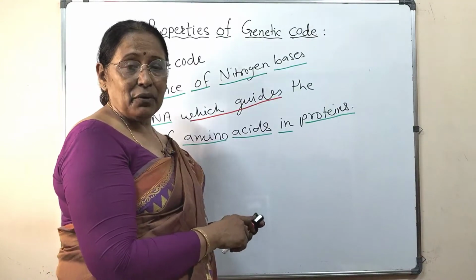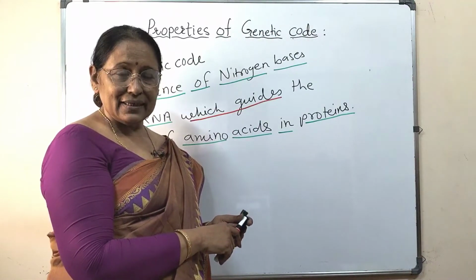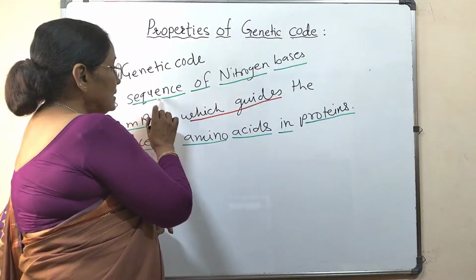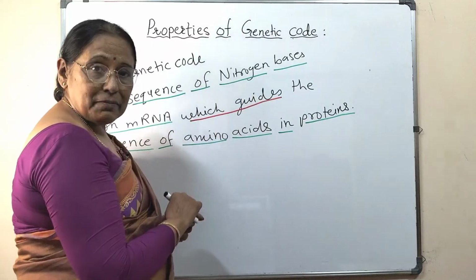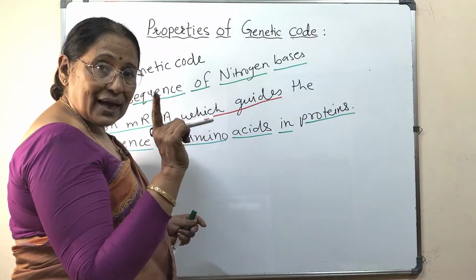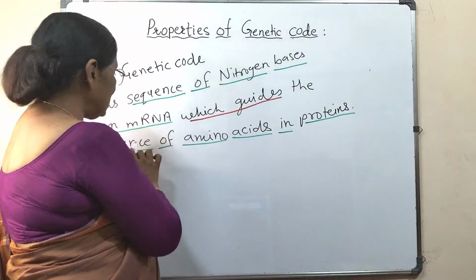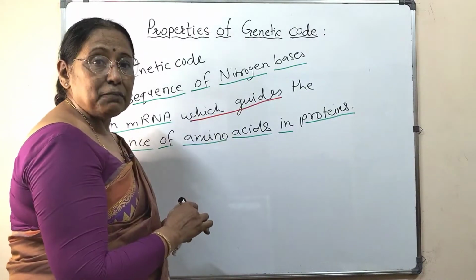Dear students, I am Chandana Sengupta and today's topic of discussion is the properties of genetic code from the chapter Molecular Basis of Inheritance. What is a genetic code? The genetic code is the sequence of nitrogen bases on mRNA which guides the sequence of amino acids in protein.